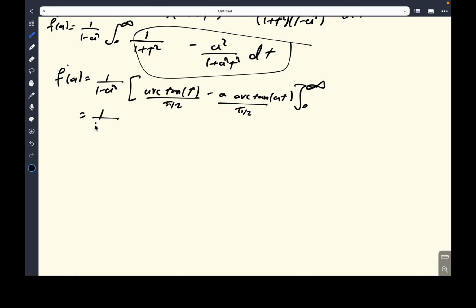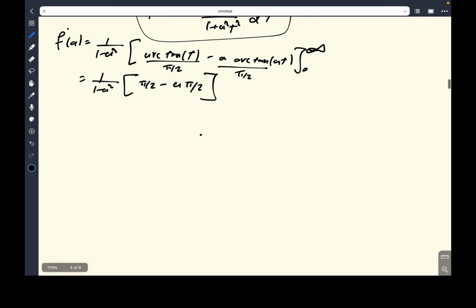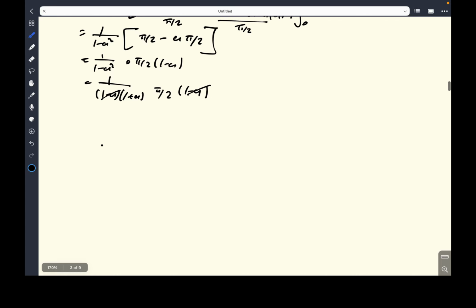Thus 1 over 1 minus a squared is pi over 2 minus a pi over 2, and we got 1 over 1 minus a squared times pi over 2 of 1 minus a, and I can use the difference of squares here to cancel out and make it more simplified. Thus it is pi over 2 times 1 over 1 plus a, so this is f prime of a.